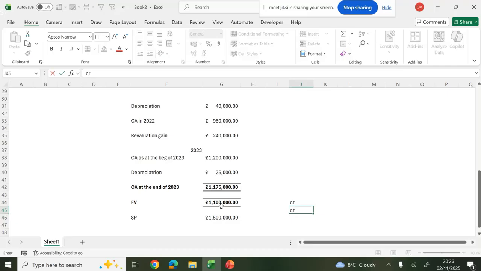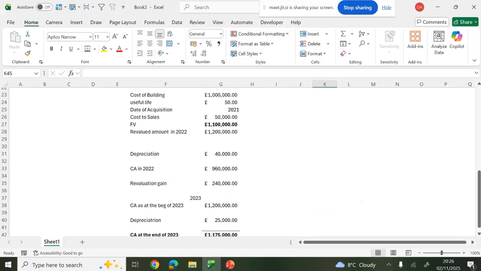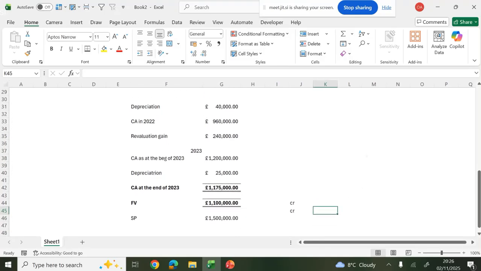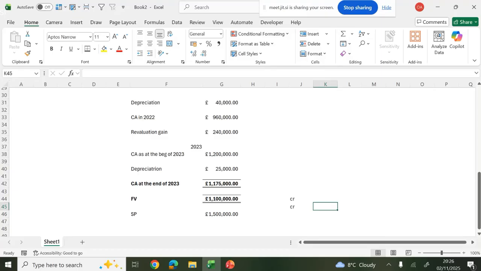So there are two credits, right? Profit on disposal should be, I've not taken cognizance of cost of sales. Cost of sales is 50,000. That should be 450,000. So 450,000 comes here, which is other income. Then 1,050,000 is credited to this non-current asset held for sales, right?